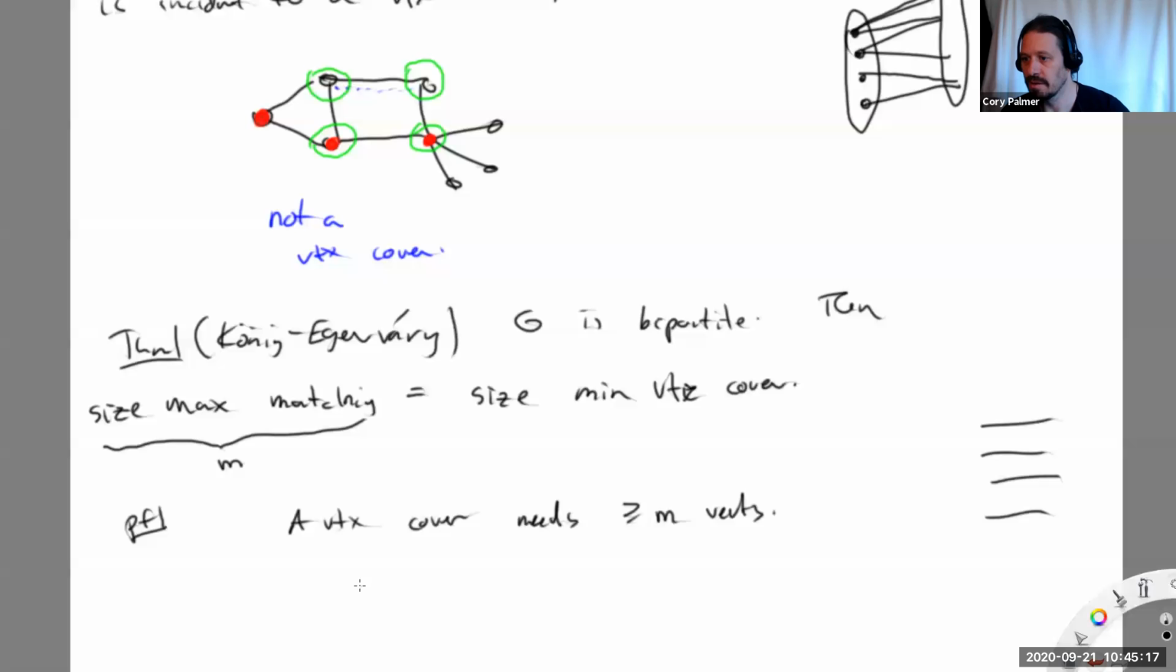The question is, does the reverse direction hold? And that's what we'll do. We'll actually produce a vertex cover of size at most M, and then that says that the minimum size is exactly M.